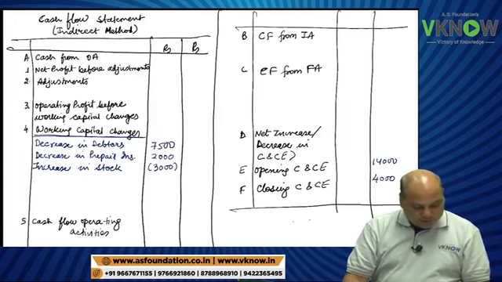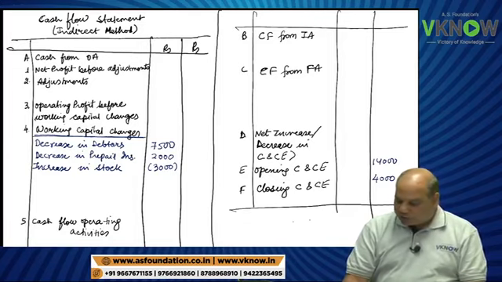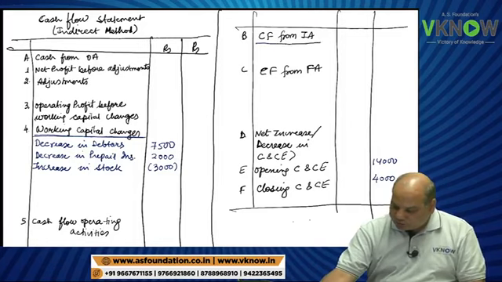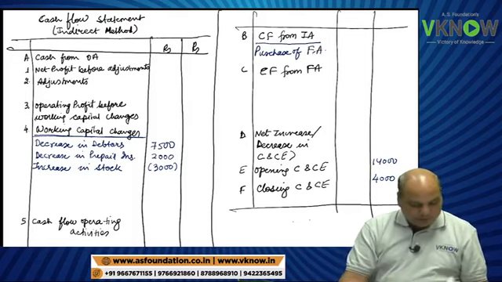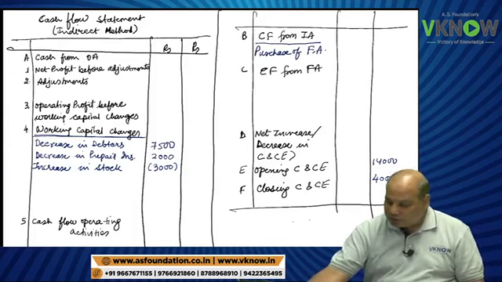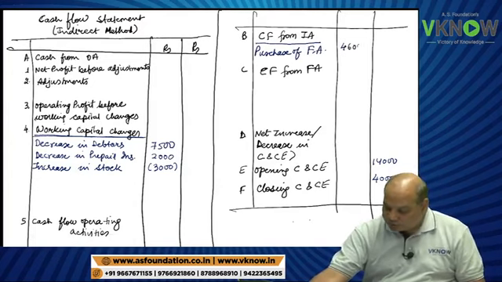Next is fixed asset. Fixed asset we have discussed earlier also, will come under investment activity. Purchase of fixed asset, 46,000.